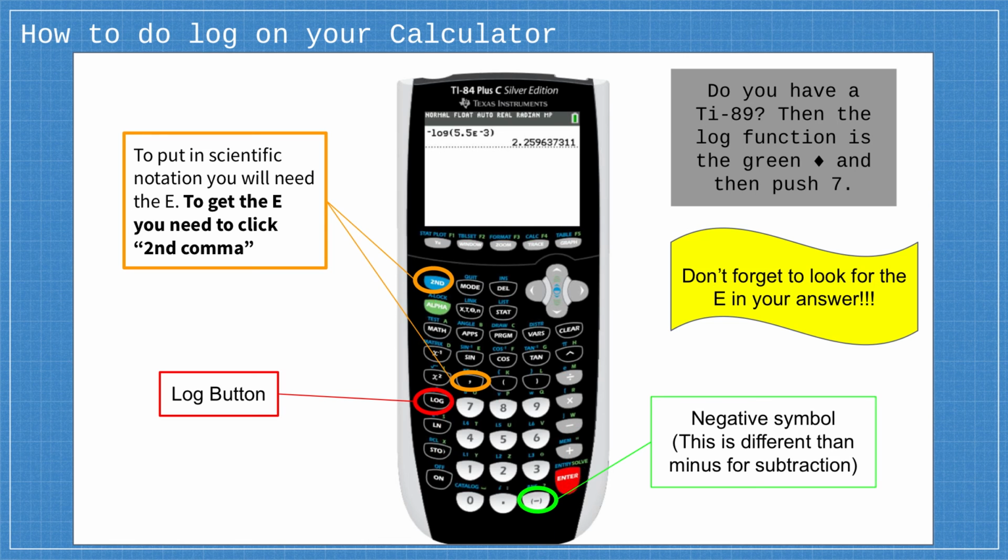And then if you're putting in the hydrogen concentration, 5.5 times E, so you're going to hit that second E button to get the times 10 to the negative, and then -3, you're going to enter that in there as well. Then you'll hit enter. So don't forget to look for E in your answer as you're doing these questions, especially when you're working backwards from a given pH to find the hydronium ion concentration.